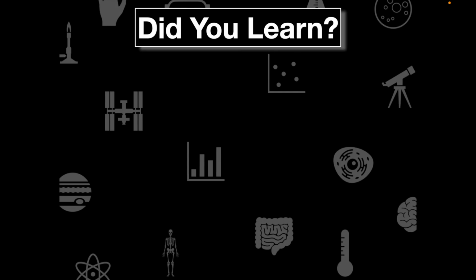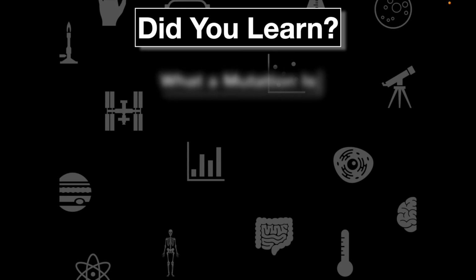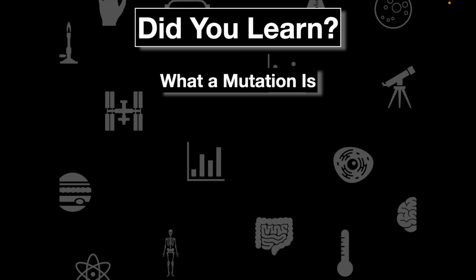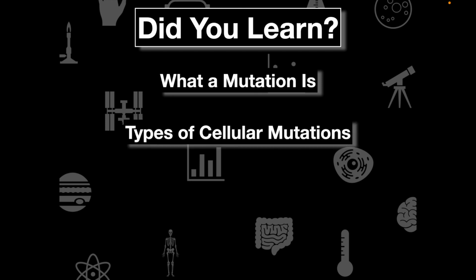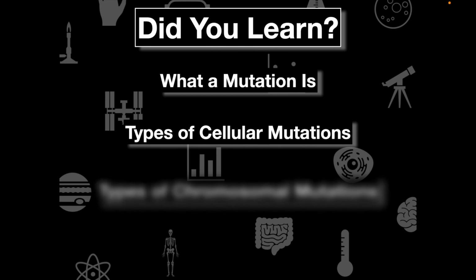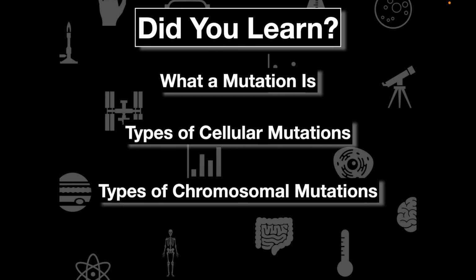All right, so this is going to be the end of the first video here. Did you learn a couple of things? Did you learn the basics of what a mutation is? Did you learn types of cellular mutations? And then lastly here, did you learn about the types of chromosomal mutations? This is going to be the end of the video.